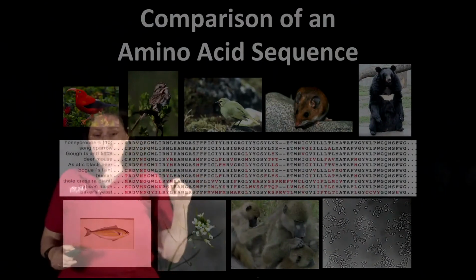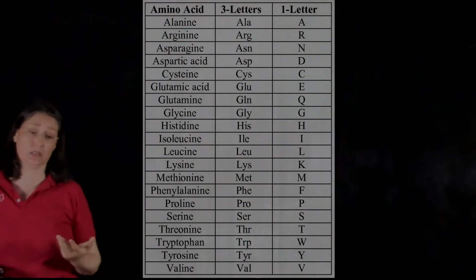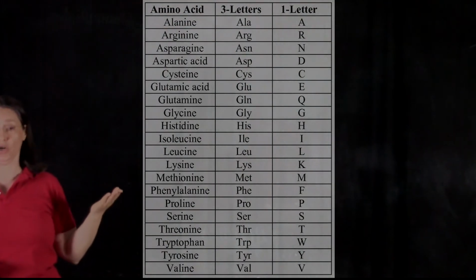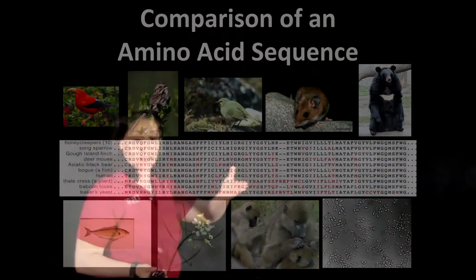Okay. But how do evolutionary biologists, and biologists in general, understand that list of just letters? So you have all these letters here. What are these letters standing for?